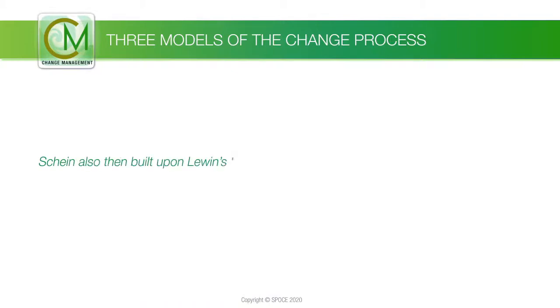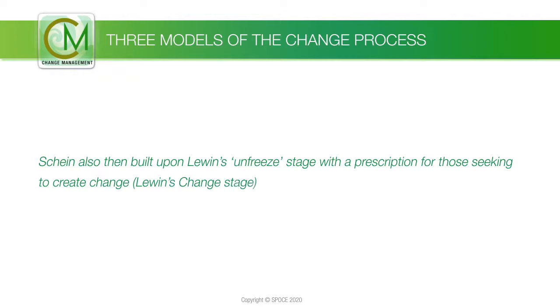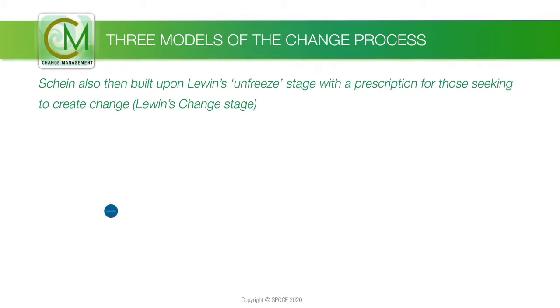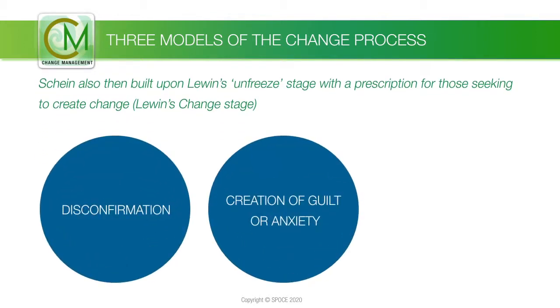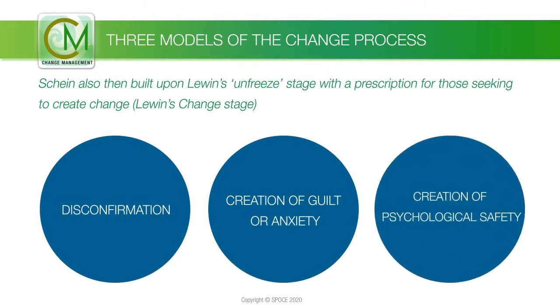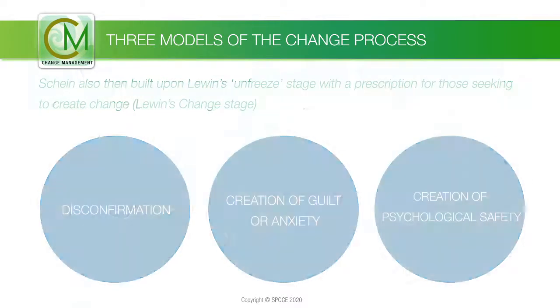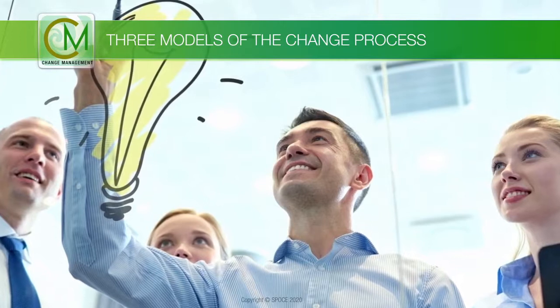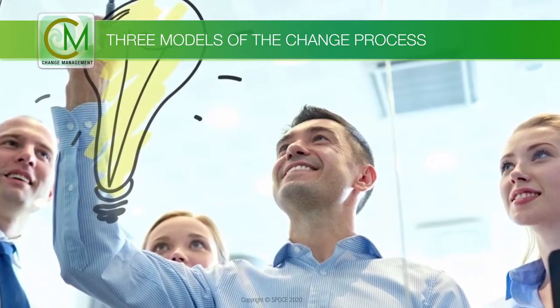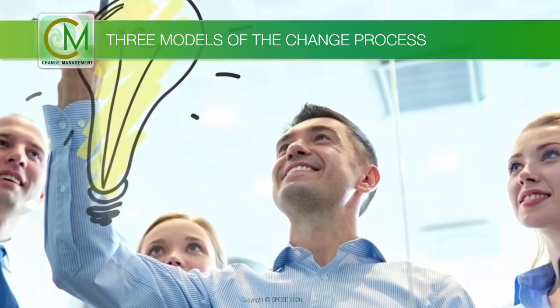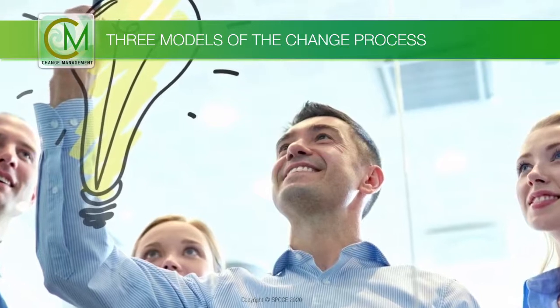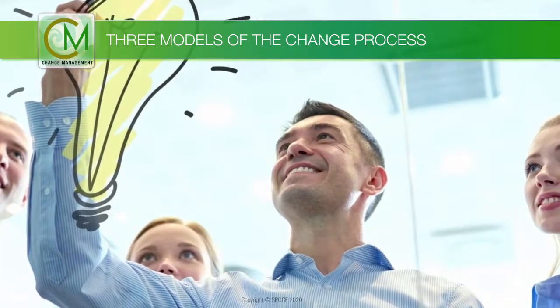Shine also then built upon Lewin's unfreeze stage, with a prescription for those seeking to create change, Lewin's change stage, in a group that involves 3 apparently conflicting activities, these being disconfirmation, creation of guilt or anxiety, and creation of psychological safety. Shine said to motivate people to make a desired change, it is necessary to create sufficient survival anxiety, to destabilize the current situation and drive them forward.